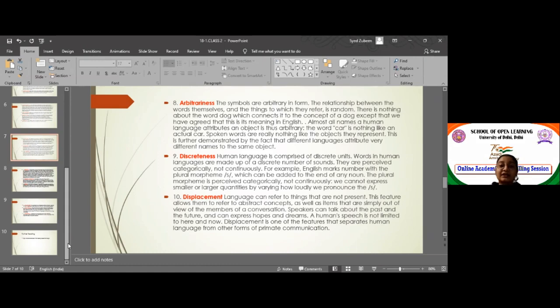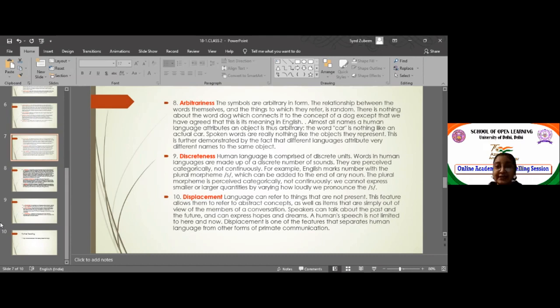This is further demonstrated by the fact that different languages attribute very different names to the same subject or object. Just the way we were looking at before, we have the ability to say that I am an astronaut, even if I'm not an astronaut, or I'm a chef, even if I may not be a chef. Similarly, if I say that this is not a mobile phone, this is a car, I can say anything, right?